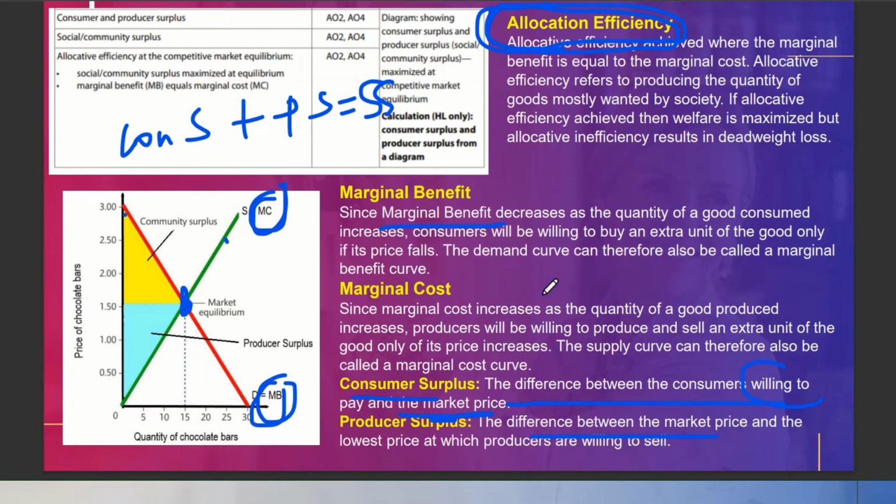Right, so this is the fundamental. Allocative efficiency means the marginal benefit and the marginal cost are equal. So there is no gain, no loss to the society, right? So this is the basic thing. That's it in this part.